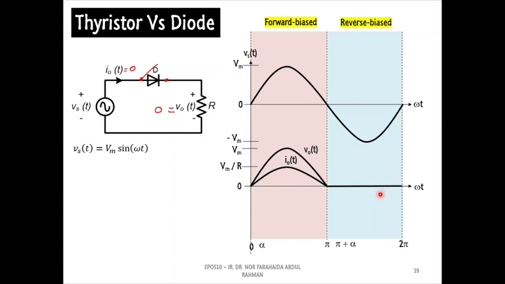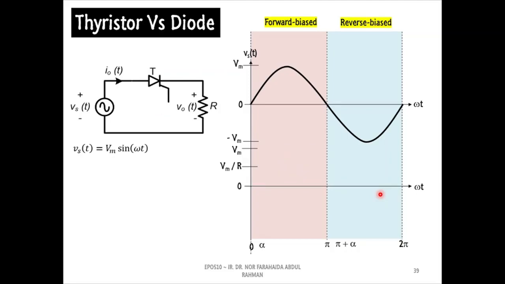Now, I will change the power switch to a thyristor. As explained before, this power switch requires a gate signal to operate. Based on the initial position of the gate signal, we can see that the thyristor is in forward bias when the gate signal is applied during the positive half cycle of the supply voltage.